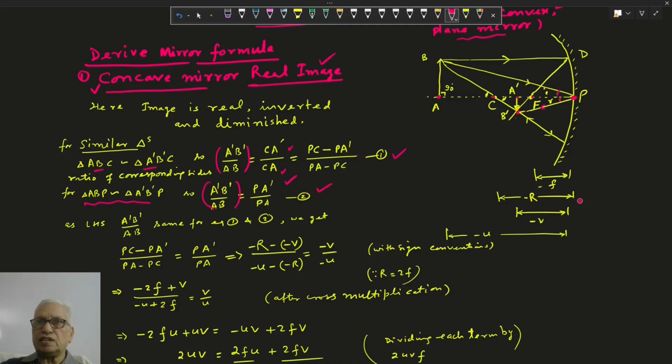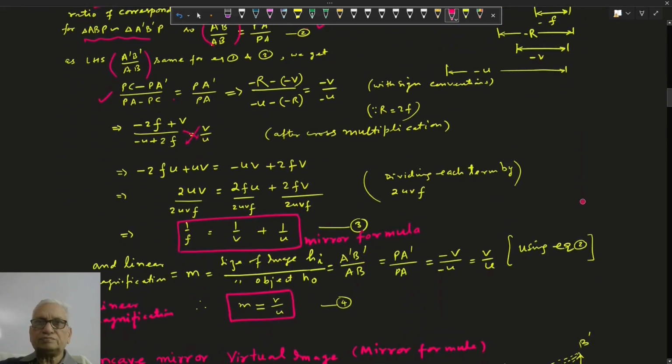Here in equations 1 and 2, the left hand side A dash B dash upon AB is the same for both equations, so the right hand side must be the same. Here PC minus PA dash upon PA minus PC, and here PA dash upon PA, we are putting the distances with sign convention. PC means minus R, this is minus V, PA is minus U, PC minus V minus U, minus cancels out. So after the cross multiplication, we are getting 2FU plus VU, minus UV plus 2FV.